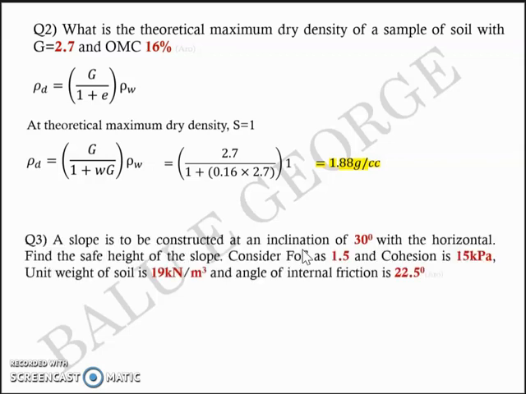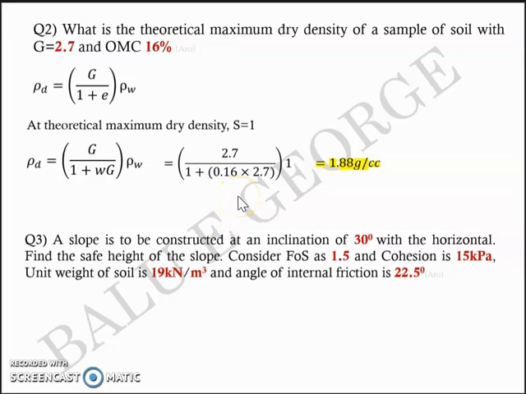Question number 3. A slope is to be constructed at an inclination of 30 degrees with the horizontal. Find the safe height of the slope. Consider a factor of safety of 1.5 and cohesion 15 kilopascal. Unit weight of soil is 19 kilonewton per meter cube, and the angle of internal friction is 22.5 degrees.